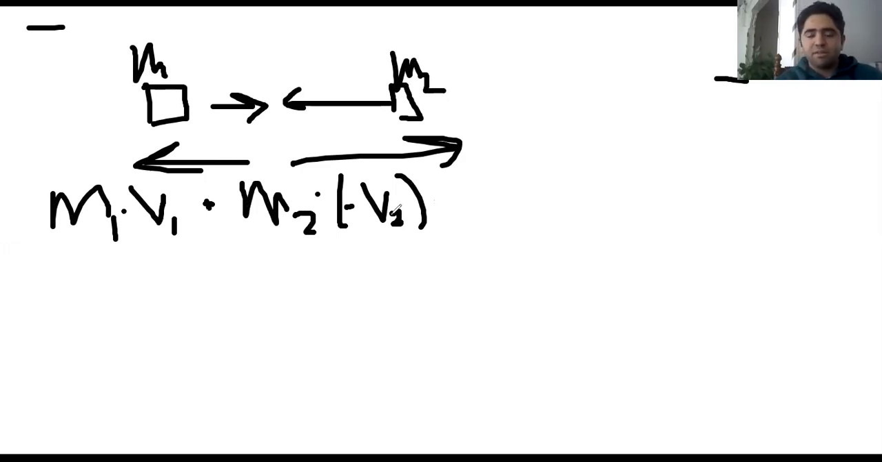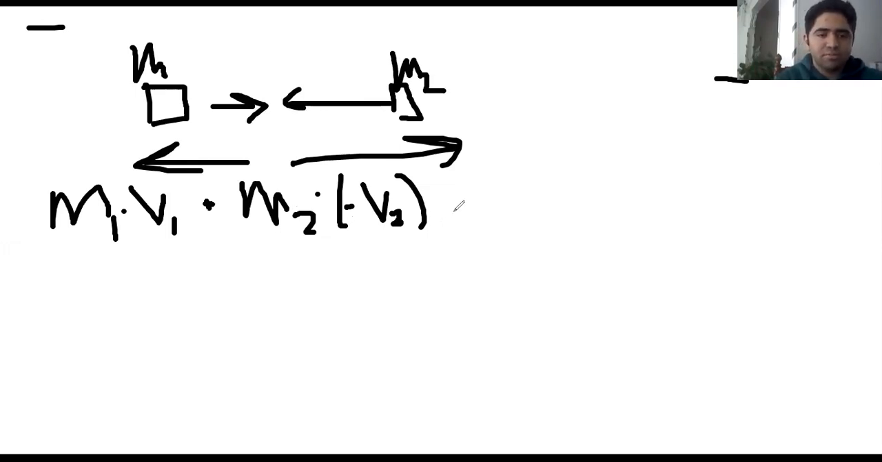If you are given in the test that the velocity of mass 2 is negative 50, don't say negative 50. I'm going to go crazy if someone does that. It's going in the opposite direction, so it has to be a negative value. You just have to keep in mind the direction.